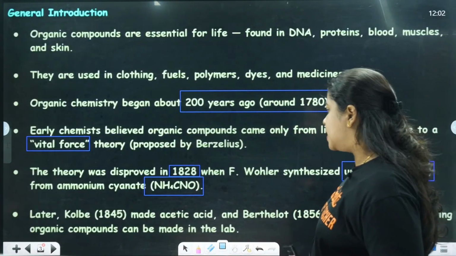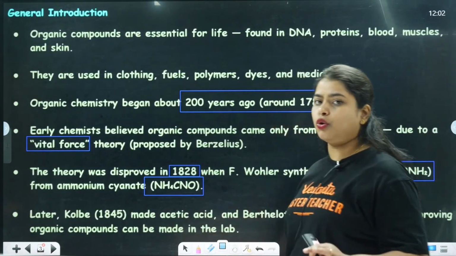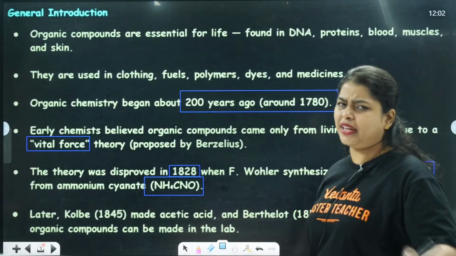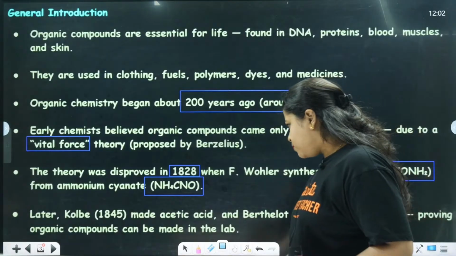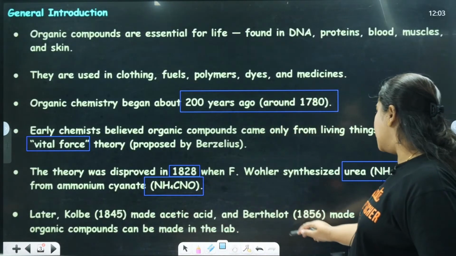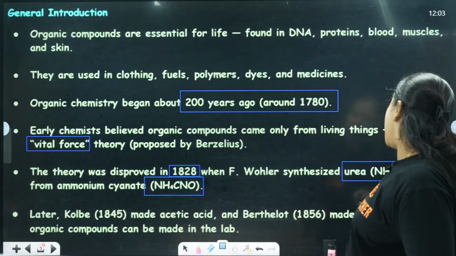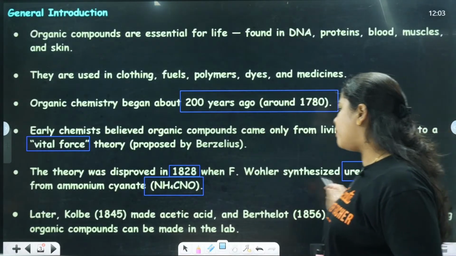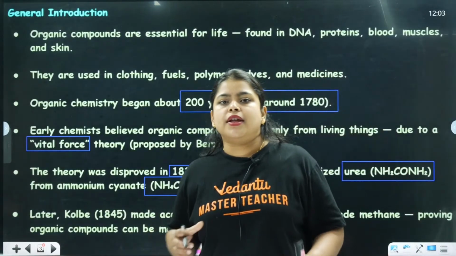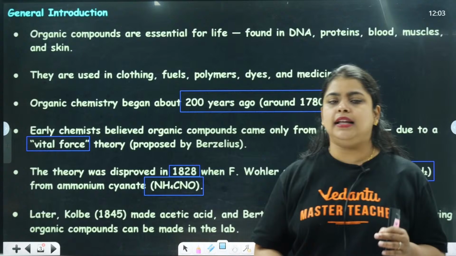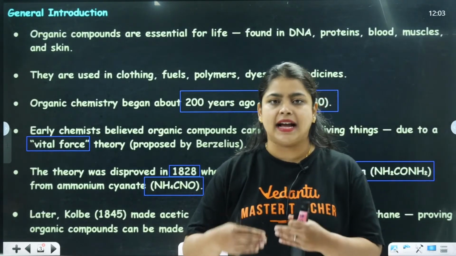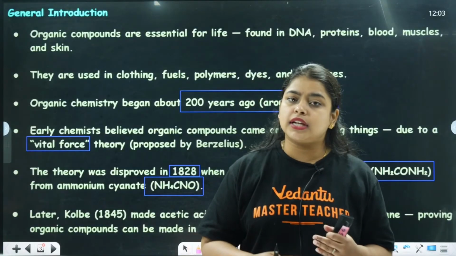Next comes what? Later Kolbe, that is 1845. We have learnt about Kolbe already. This person told us about the Lewis dot structure, and so many things. Kolbe in 1845 made acetic acid, and Berthelot, in 1856, made methane, proving organic compounds can be made in the lab also. So organic compounds can be prepared in laboratories also. From this, improvements in chemistry started. What kind of improvements happened in chemistry?